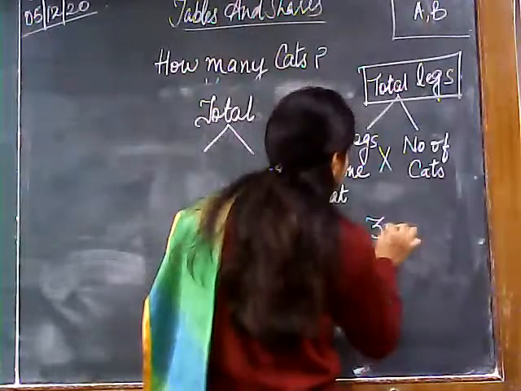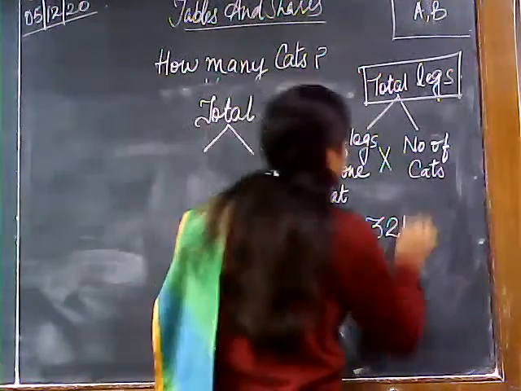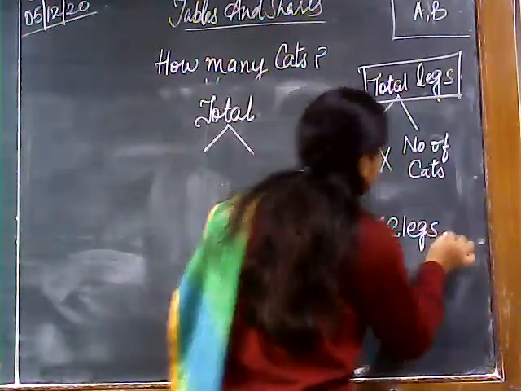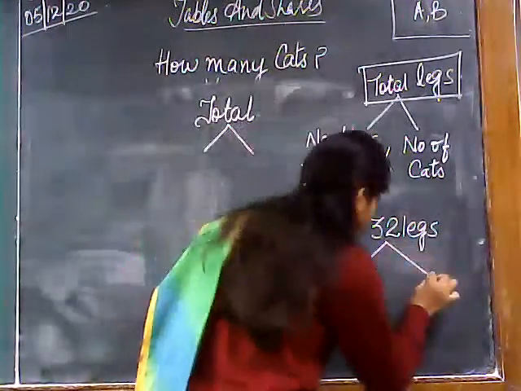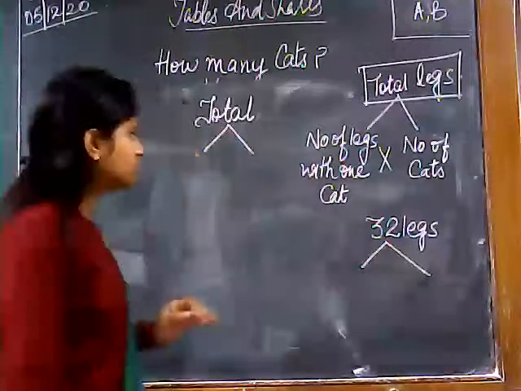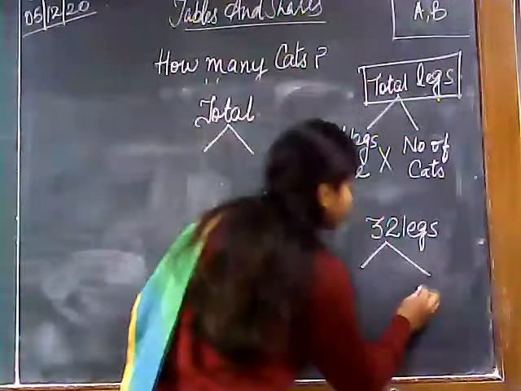I assume I am giving you a question right now, or an example. I assume that there are 32 legs. If there were 32 legs, and I give you the information that there are 8 cats.